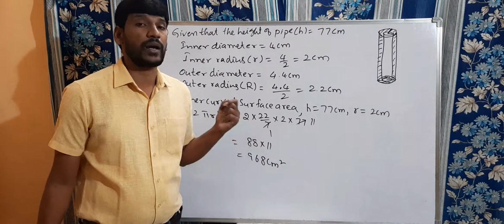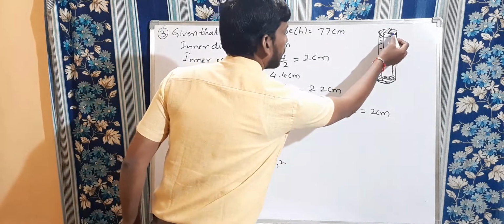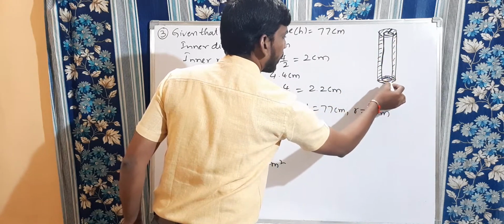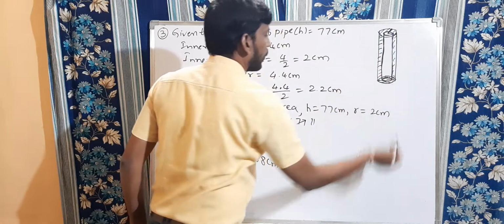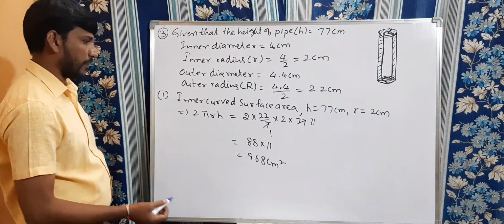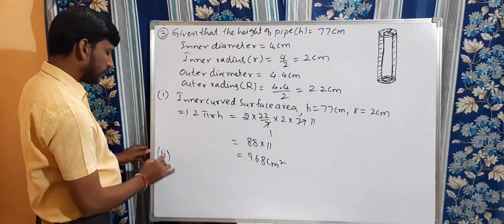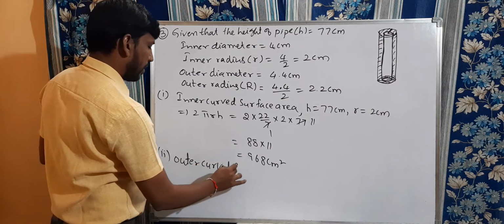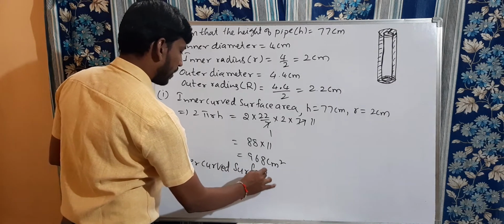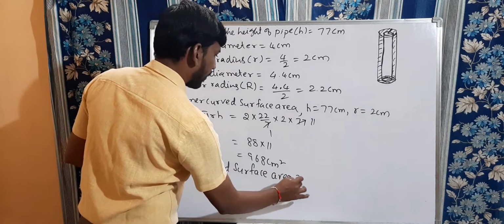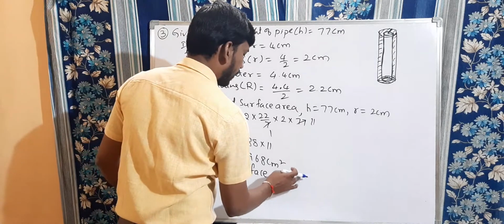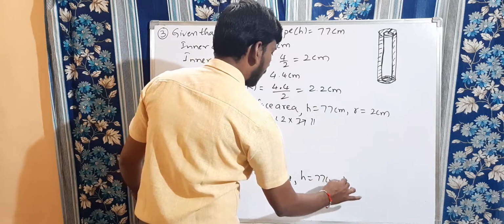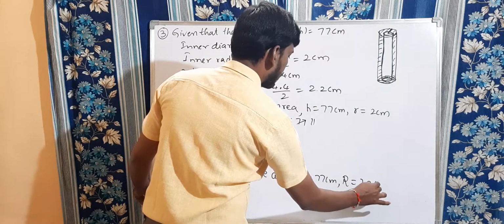This is the inner curved surface area, the inner cylinder part. We got the inner curved surface area, right? So now we are going to find the outer curved surface area, the second one. Outer curved surface area, where h is equal to 77 centimeters and capital R is equal to 2.2 centimeters.